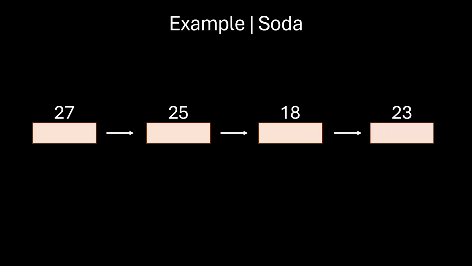The first machine makes the aluminum can. It can make 27 cans an hour. The second machine mixes and makes the actual soda. It can make enough soda to fill 25 cans an hour. The third machine fills the aluminum cans with the soda. It can fill 18 cans an hour. The final machine puts labels on the full cans. It can label 23 cans an hour.